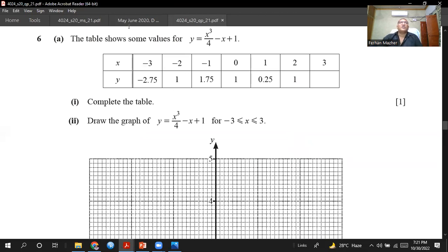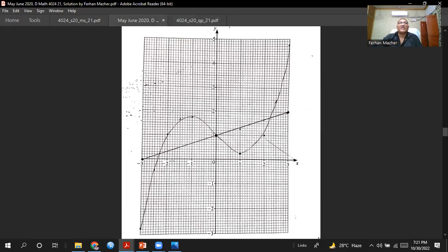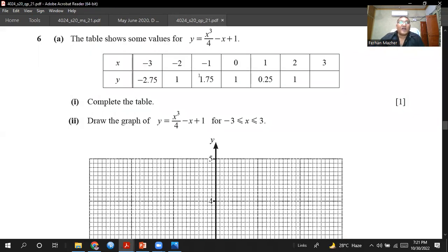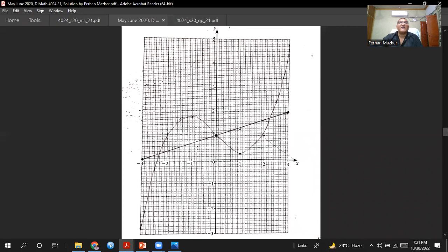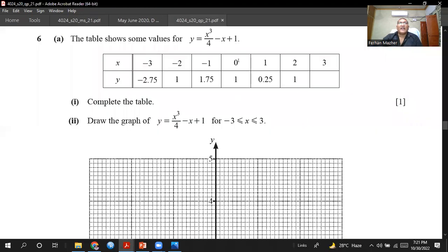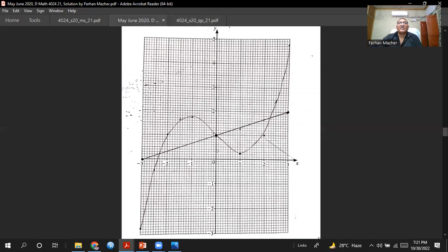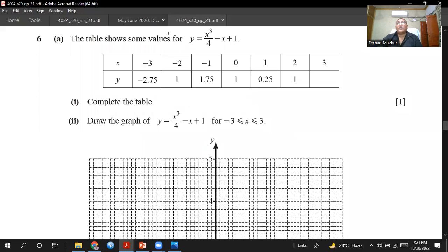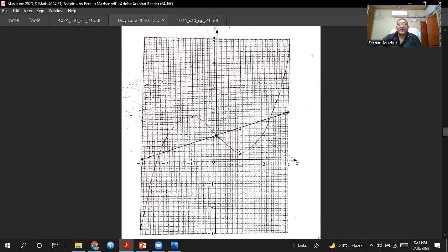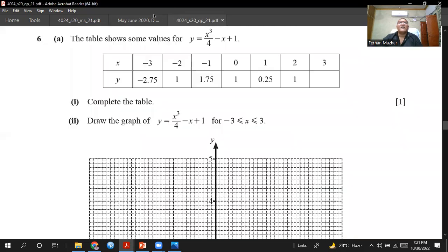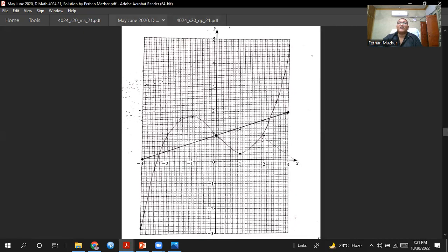And at -2, the value is 1. Put this dot. And at -1, it is 1.75. Okay. And at 0, it is 1. This dot. And then at 1, it is 0.25. Okay. And at 2, it is 1. So this is the point.